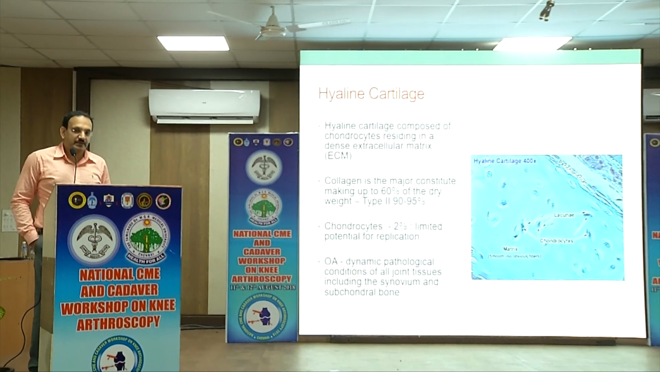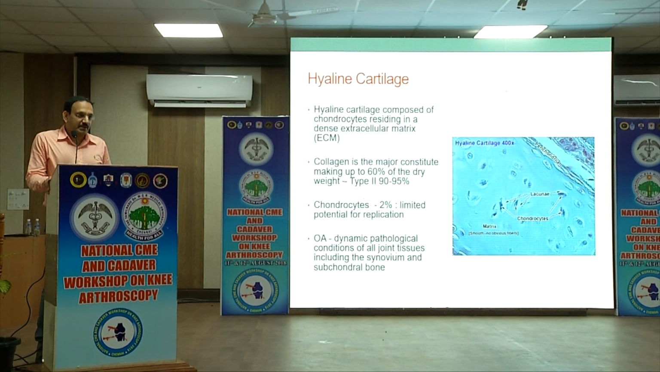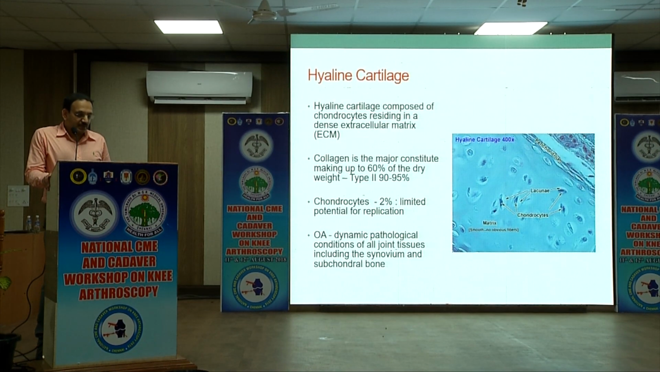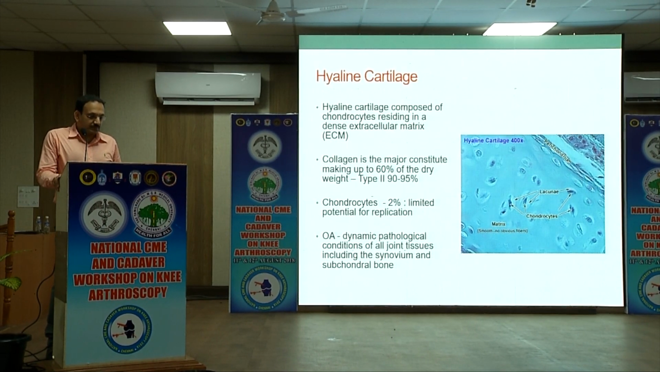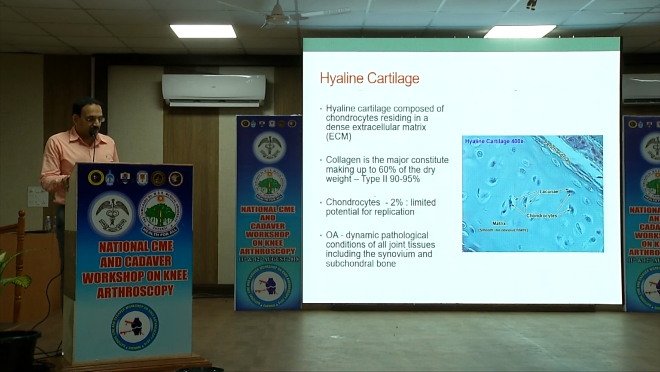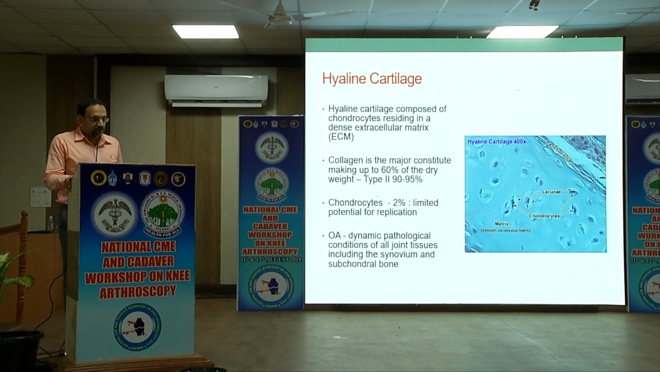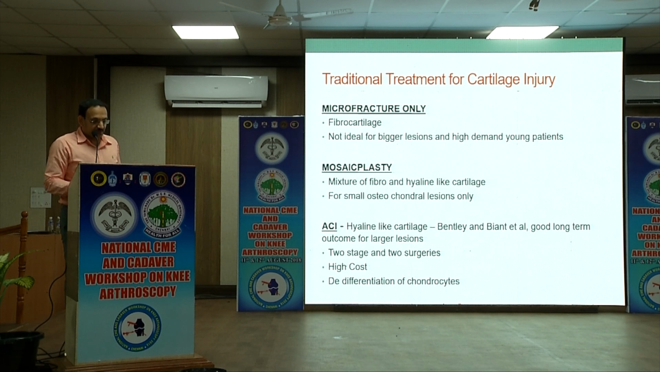Before going into detail, on the basics: hyaline cartilage is the predominant cartilage, and the chondrocytes are resting chondrocytes, I would say, unlike the osteocytes, which are very active. They are found in the lacunae in the extracellular matrix, and 90 to 95% of it is type 2 collagen. In osteoarthritis, it's not only a change in the cartilage; it's a dynamic phenomenon happening in all the tissues of the joint, namely the cartilage, synovial tissue, and the subchondral bone.